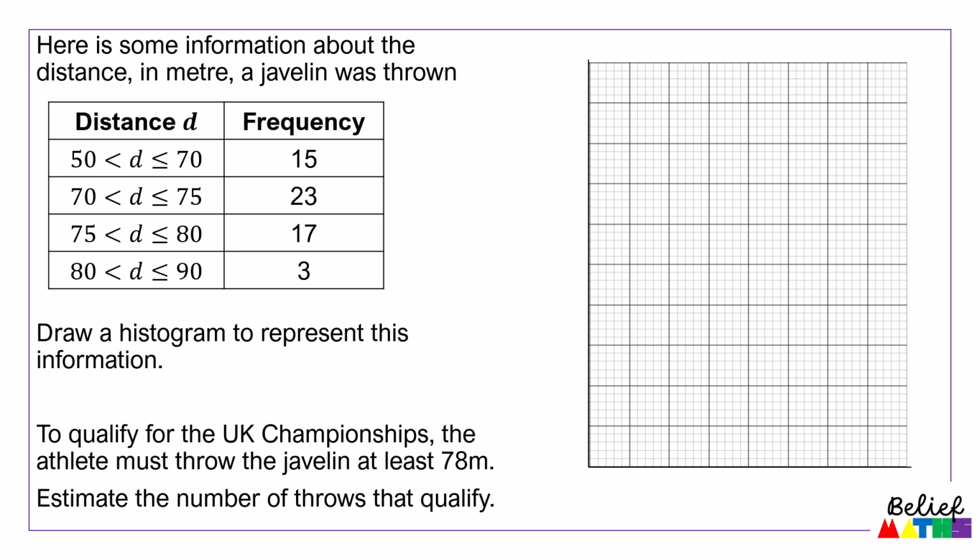Now similarly in this one, it says here's some information about the distance in meters a javelin is thrown. Okay, so again, we're asked to draw a histogram. So because we're asked to draw a histogram, we're going to find our class width first. So our class width here is 20, 5, 5, and 10. And then our frequency density, if we work those out, that's 0.75. That's going to give us 4.6. That's going to give us 3.4. And then finally, that's going to give us 0.3.